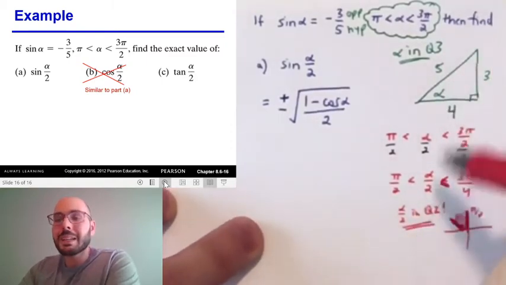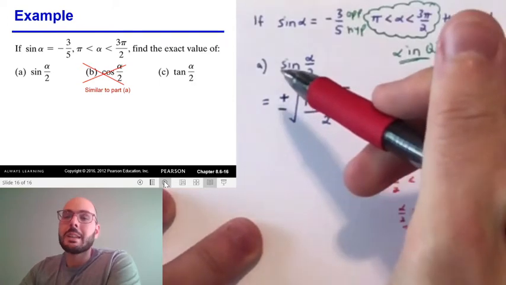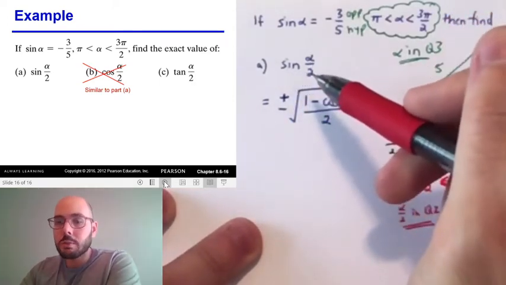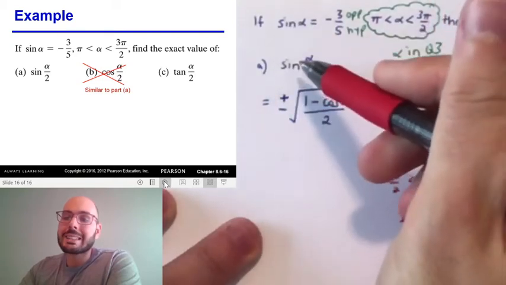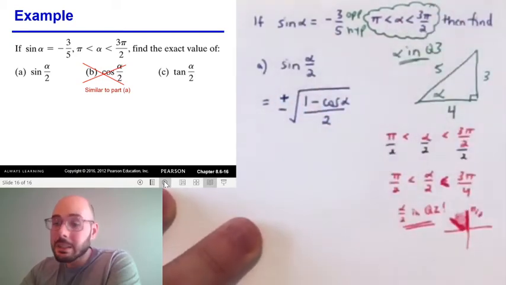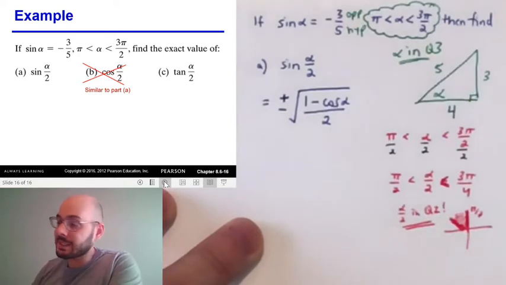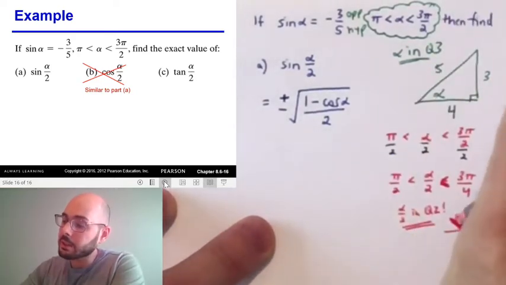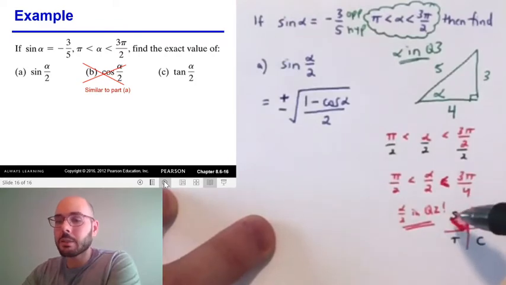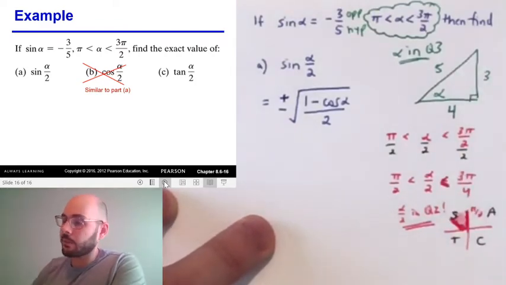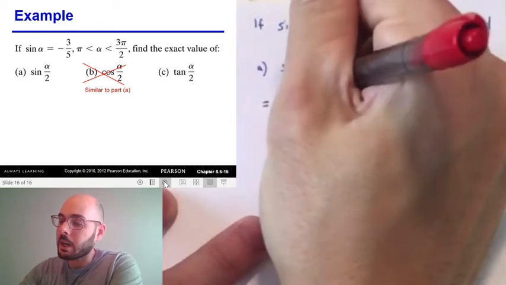That's important because now we can answer this question. Sine of alpha over 2. Well, since alpha over 2 is in quadrant 2, and we're looking at sine, sine is positive in quadrant 2. Remember ASTC, all students take calculus. This tells us what's positive in which quadrant. Sine is positive in quadrant 2. So therefore, this answer should be positive.